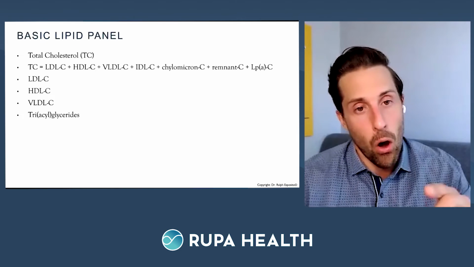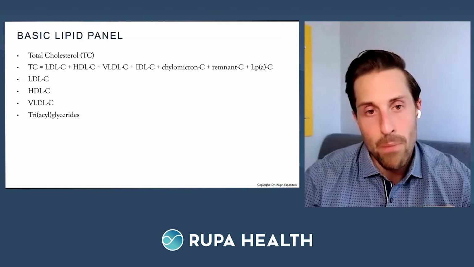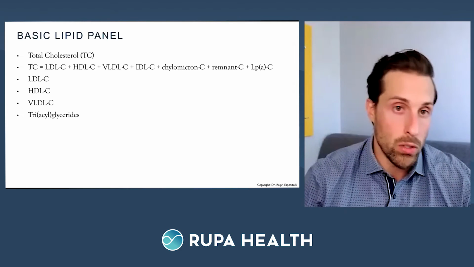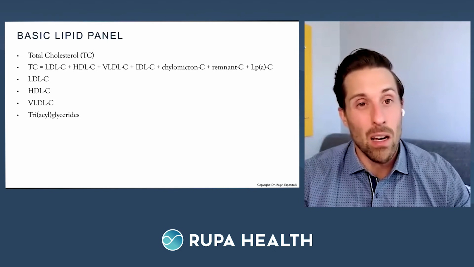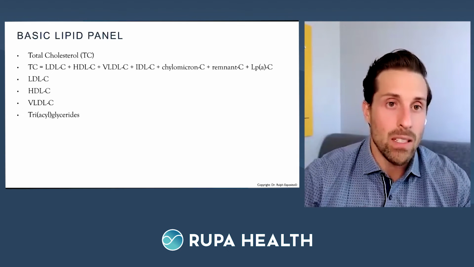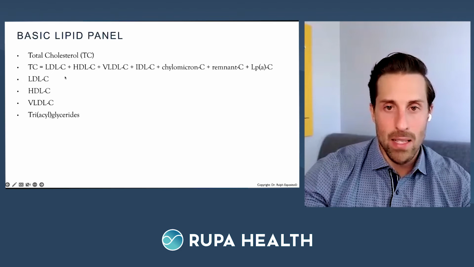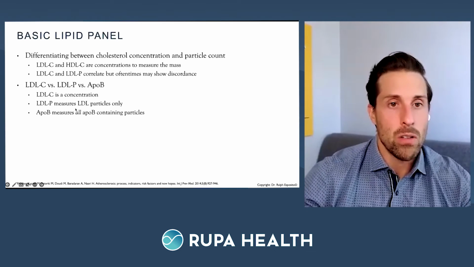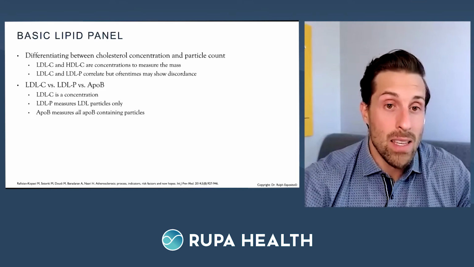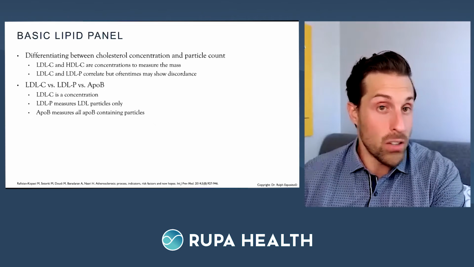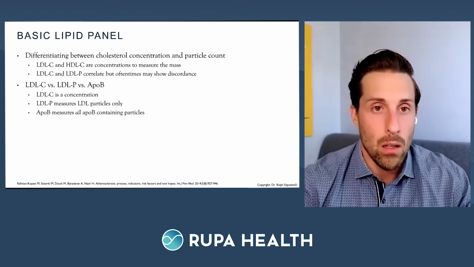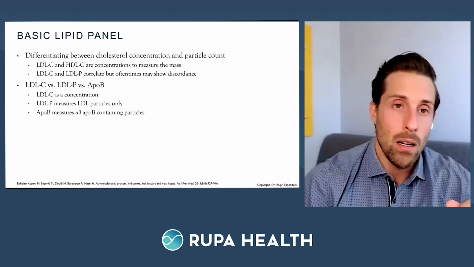LDL cholesterol, always label it with LDL-C. I'll explain why. Triglycerides or triacylglycerols, depending on where you were taught or what terminology you're using. But understand that total cholesterol is the accumulation of all these, right? So LDL cholesterol is a concentration, HDL, VLDL-C are concentrations. And you can see what makes them up. But most of the time we're measuring these markers. And understanding that LDL-C and HDL-C are concentrations to measure mass. So LDL-C and LDL-P, LDL particles, are different. They don't often correlate. They're sometimes discordant, and we see that in a lot of larger data sets like the Framingham study and the MESA population.